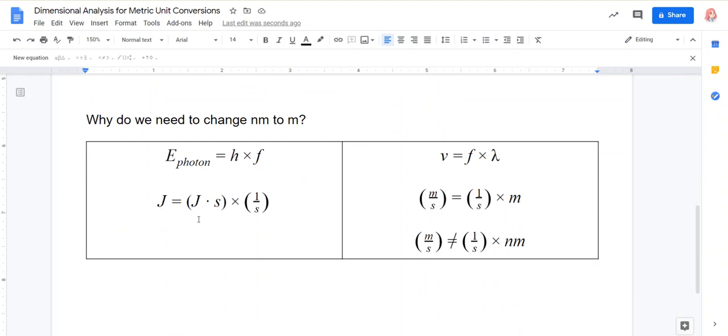Now, why do we need to change nanometers to meters? Why is that even a thing? So if you look at the units of these equations that we just went over, if you look at this one, velocity has units of meters per second. Frequency is per second, and wavelength is meters, it's length. So this gives us meters per second. But if you multiply frequency times the wavelength in nanometers, you're not going to get meters per second. You're going to get nanometers per second, which is fine, but we want to make sure that our units cancel out and we're looking for our answer in meters or meters per second.